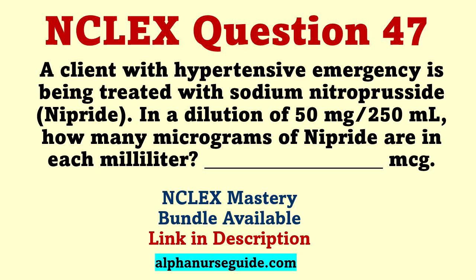The correct answer is 200 micrograms. First, calculate the number of milligrams per milliliter. You do this by dividing 50 by 250, which equals 0.2 milligrams. So it's 0.2 milligrams per 1 milliliter. 1 milligram equals 1,000 micrograms. So you multiply 0.2 milligrams by 1,000, which equals 200 micrograms.